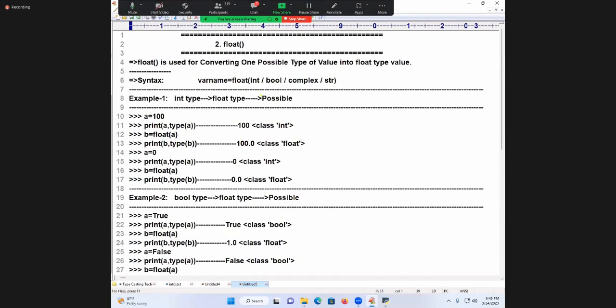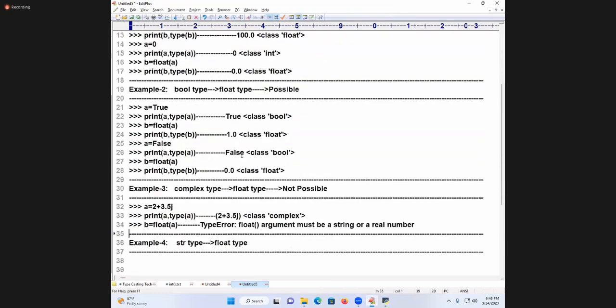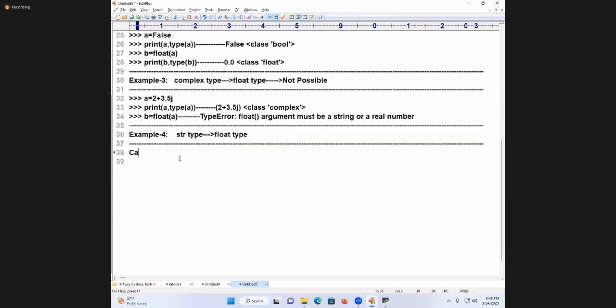One small confirmation. Int to float, possible. Bool to float, complex to float, not possible. Now under that str. Under str, varieties of cases are there or not? Yes, students. Case 1. What is the case 1? Str int to what? Float. We need to verify whether it is possible or not.